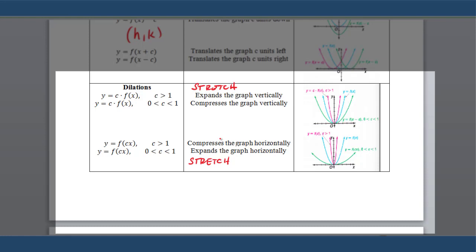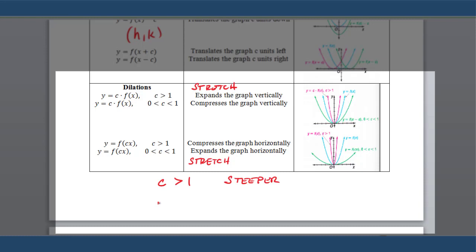And so you can see that if we compress the graph vertically, it has the same net effect as stretching it horizontally. And so really where I want you to be more concerned is this. In essence, if the c value is greater than 1, regardless of whether we're multiplying it to the whole function or if we're multiplying it inside the function, this is going to give us a steeper looking graph, if you will. And you can see the images of the pinkish looking graphs. That's the effect that we're getting whenever we have a value greater than 1.